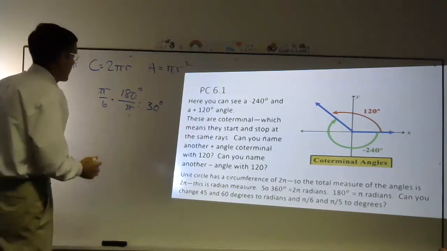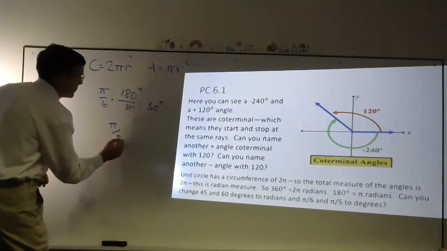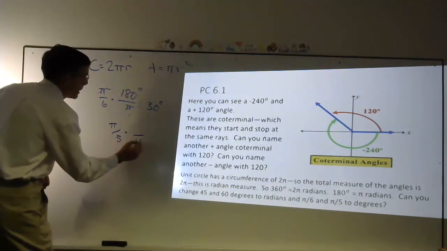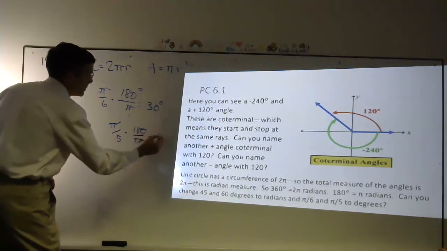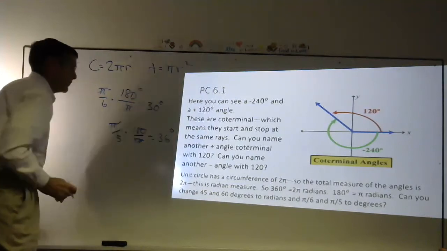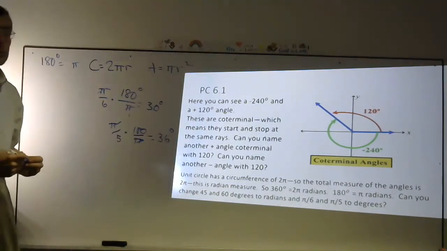How about pi over 5? Do the same thing. Pi on the bottom, 180 on the top. They cancel. 5 into 180 goes 36 times. Okay?